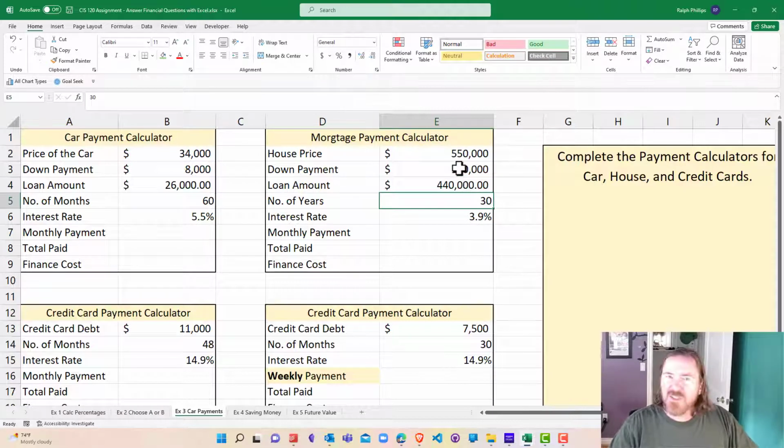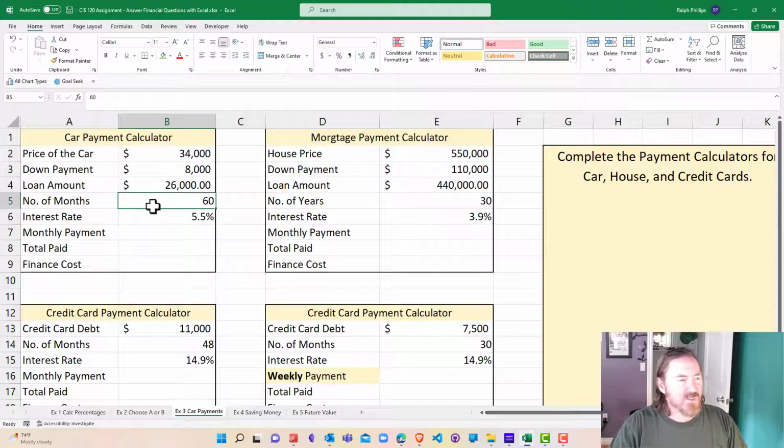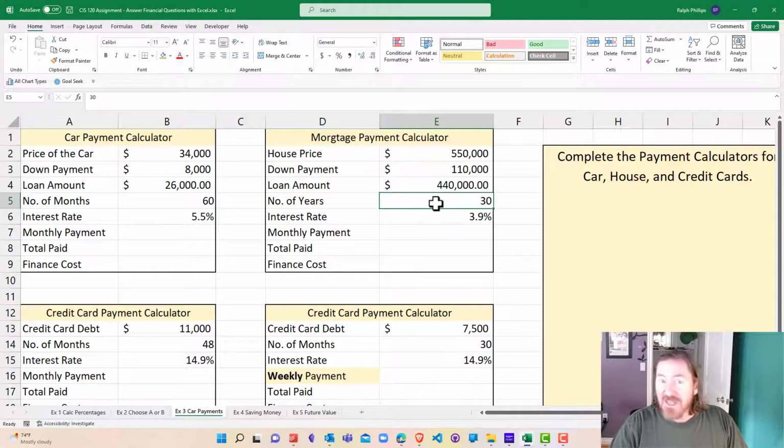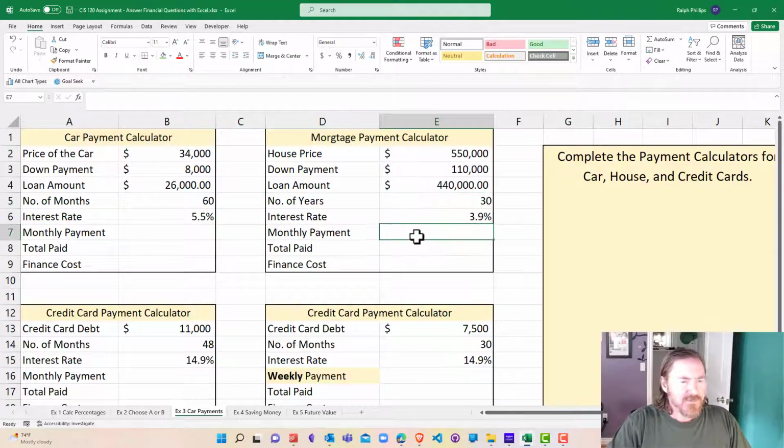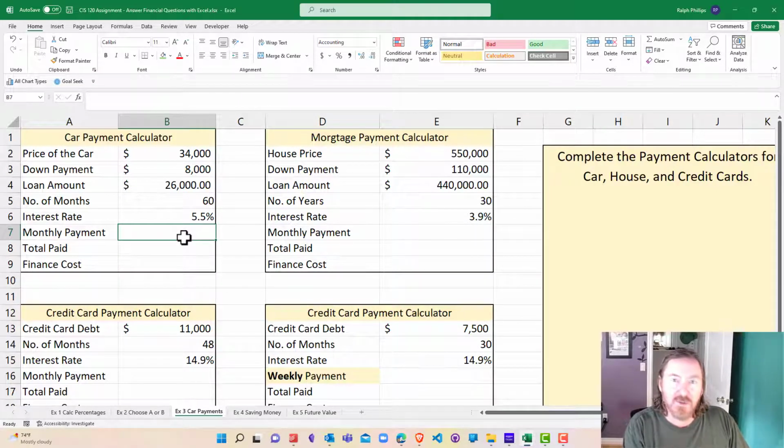Really, the only difference with car loans and house loans is car loans are almost always expressed in months. So a 60-month car loan, which is 5 years, and house loans are almost always expressed in years. 15-year mortgage, 30-year mortgage, and occasionally you might see 20-year mortgages, but 30 is probably the most common one there. And we've got interest rates for both. And the monthly payment calculation is going to be almost identical, but not completely identical. Very, very similar though. I'm going to work over on the car payment first.